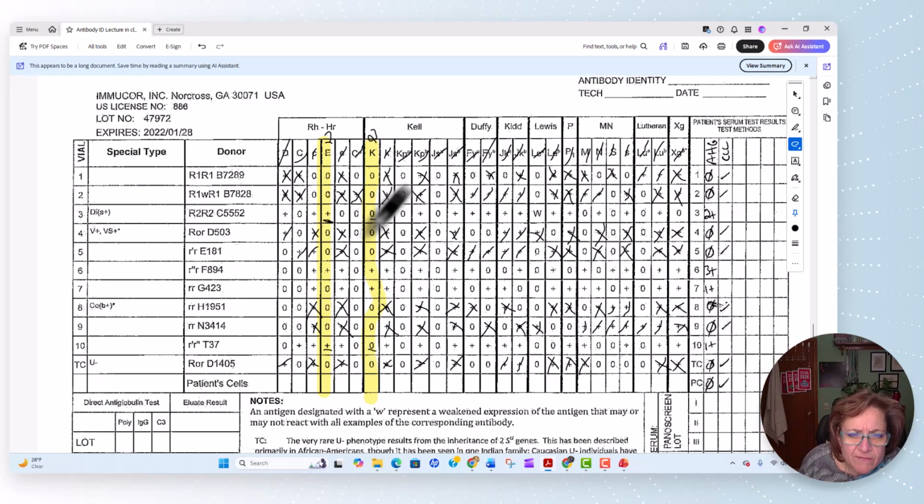Let's look here. Do we have any for K? I have none that are positive. Oh, wait, right here. I'm sorry. I do have one that's positive for K, that's negative for big E, but I only have the one. So I have to find one more, positive for big K, negative for E.